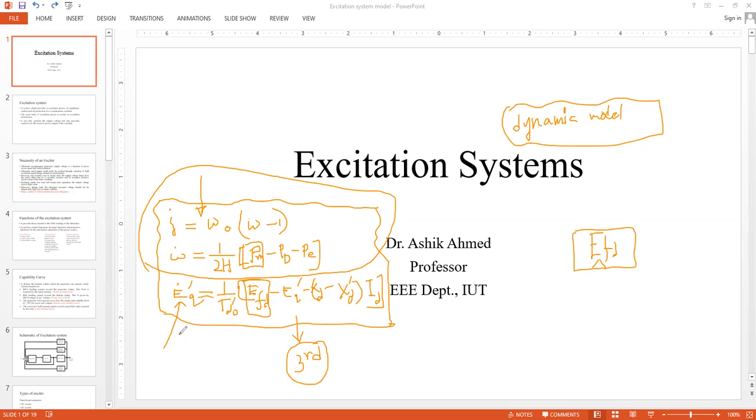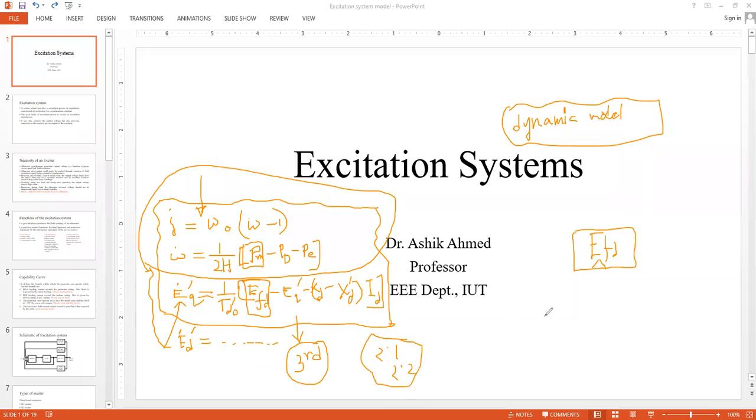Similarly, if we want a fourth order model for the generator itself, then probably we would go for EDdash-dot, okay? So we all know that we had a much more complex model. Then we simplified one after another, and after a few steps of simplification, we obtained this third order model. We all know that we have 2.1, 2.2, all those models, right?